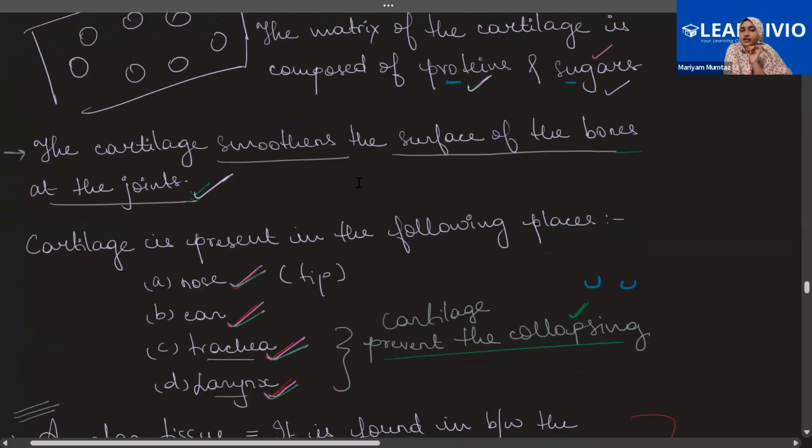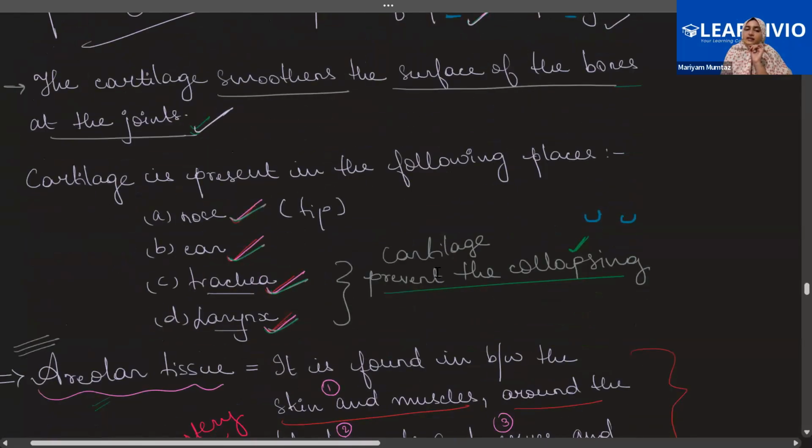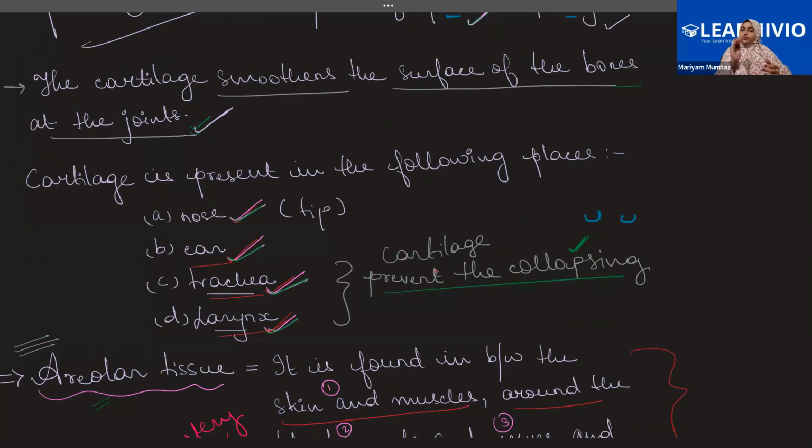And what is the function? It smoothens the surface of the bones at the joints. Now, cartilage is present in the following places. It is present in the tip of the nose, the ear, the trachea, the larynx. All of these areas have cartilage present to provide flexibility and also to soften the area.